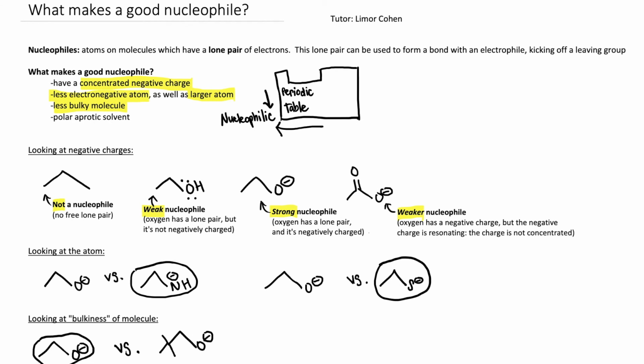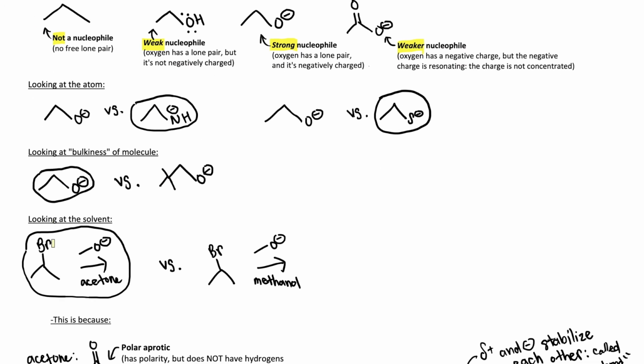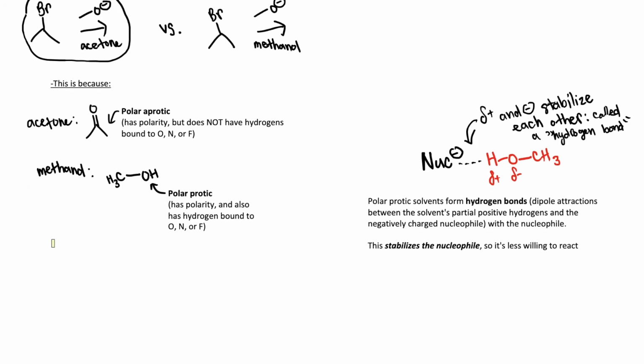So the last factor we're going to look at doesn't necessarily have to do with the nucleophile itself, but it has to do with whatever substance the nucleophile is dissolved in solution with. So whatever solvent is present in solution. Polar aprotic solvents allow for nucleophiles to act as strong nucleophiles. So let's look at an example here and see what that means.